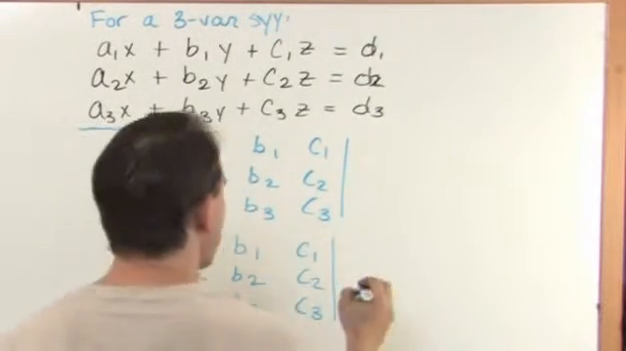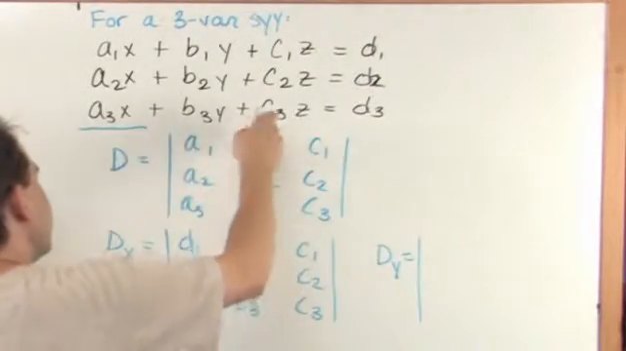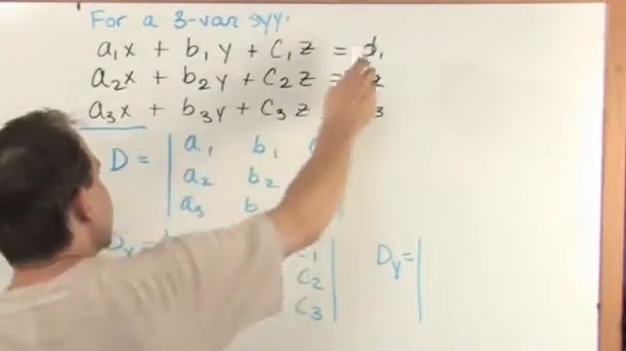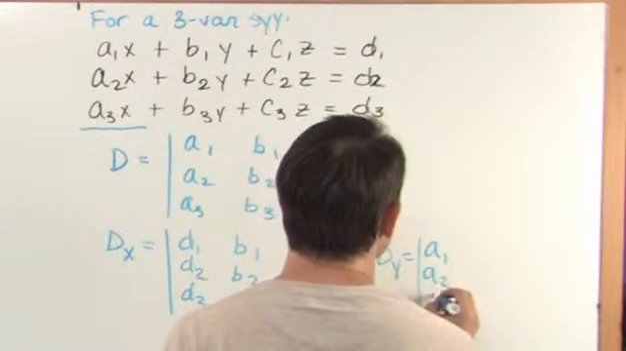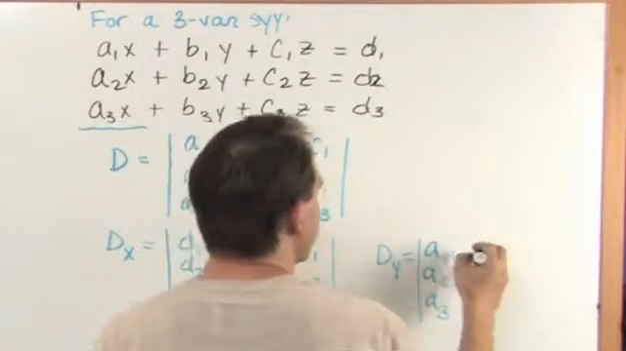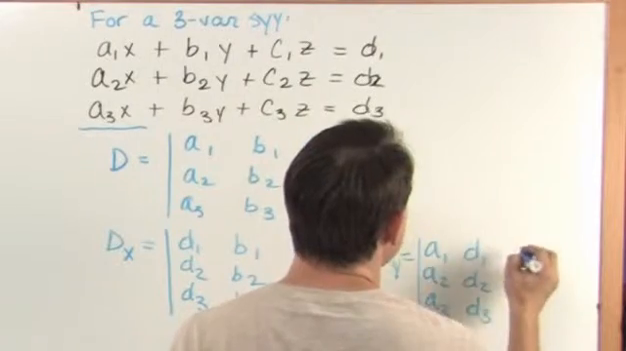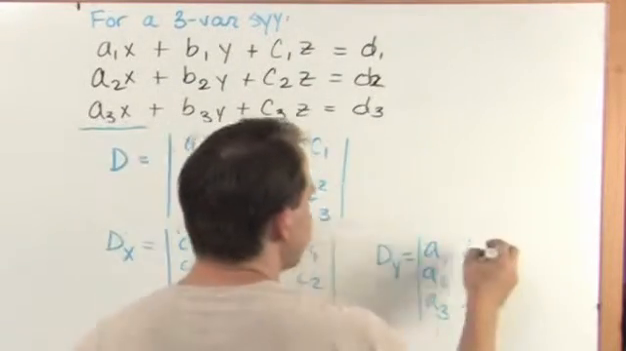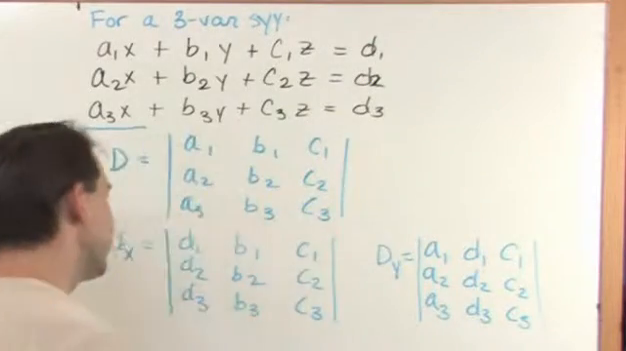And if you're going to look at dy, which you're going to have to know, it's the same thing. You look at your matrix, you take the coefficients of y, and you replace them with what's on the other side of the equal sign. So you have A1, A2, A3. Replacing the B's with these, you'll get D1, D2, D3, and then the rest of the matrix stays the same, C1, C2, C3. Okay? And it's a determinant there.